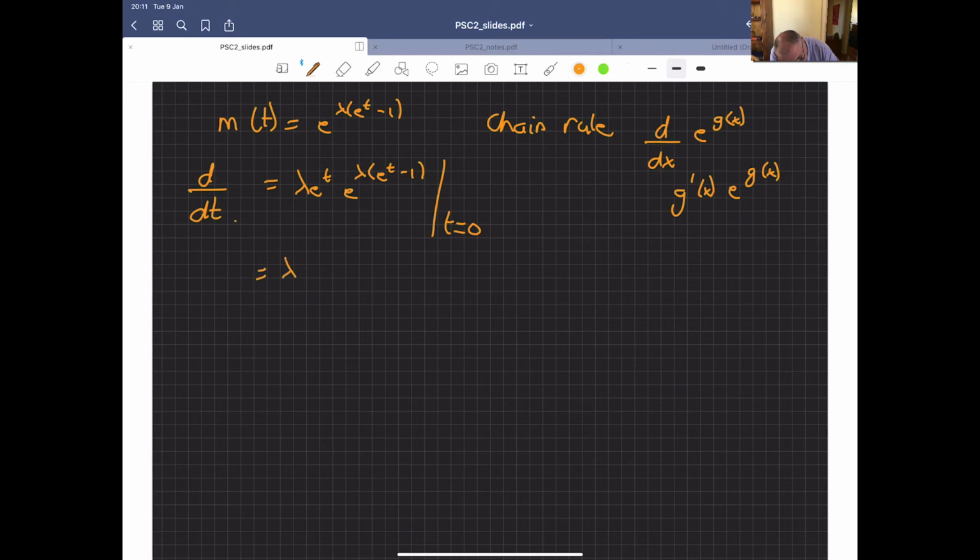So I get lambda e to the 0, e to the lambda, e to the 0 minus 1. Well, e to the 0 is always 1, so you've got lambda times 1, e to the lambda times 1 minus 1, which is basically lambda e to the 0, which is lambda. So we have the expected value of y equals lambda.